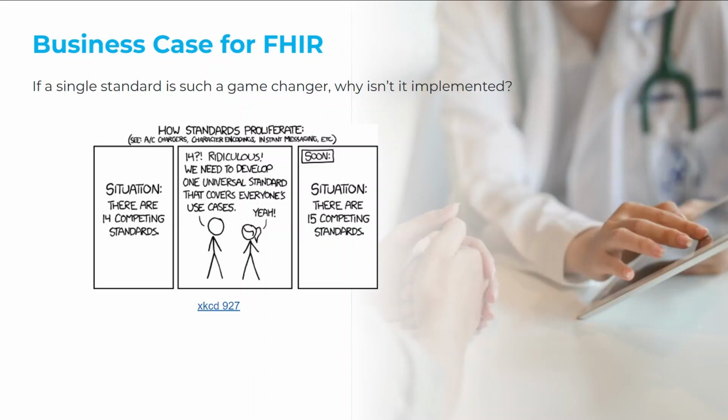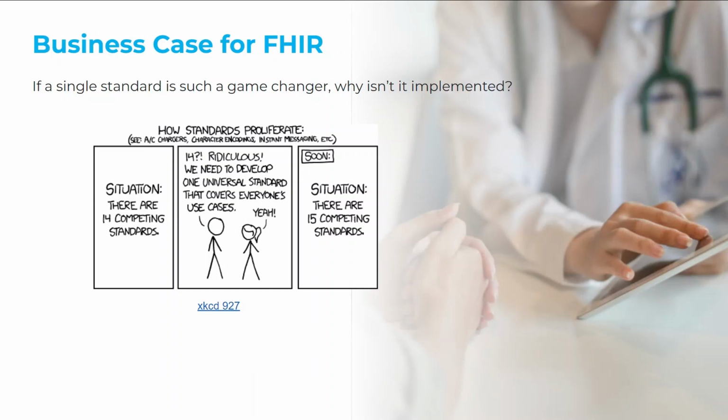They're like, oh, it's ridiculous. We need one single standard that covers all the use cases. And soon there's 15 competing standards. So right now, the estimate I've seen for FHIR is that it's used for about 5% of message flow. That's a very low proportion compared to HL7V2, CCDA, even X12 is higher than FHIR today.